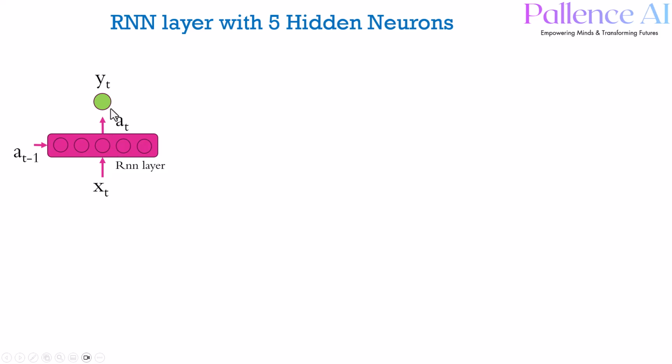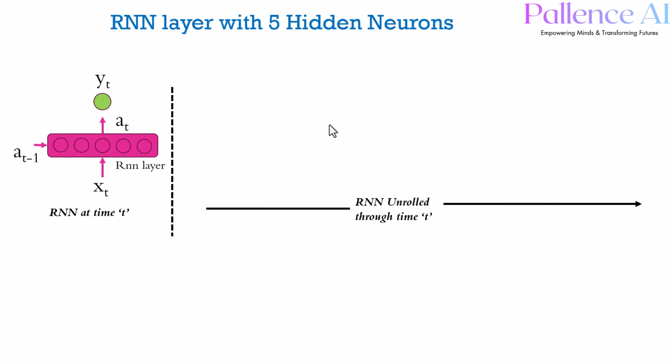On top of this, you can add one more unit, like a final unit, to predict the output YT if needed. But the basic output of the RNN layer is AT. If you want, you can add one more unit and calculate this YT. Don't worry too much. If it's not clear, it will become clear very soon, once I start unrolling this in time. So this is an RNN at time T. Let me unroll this in time. What does that mean? Something like this. I'm unrolling this RNN layer through time T so that we can understand it better.